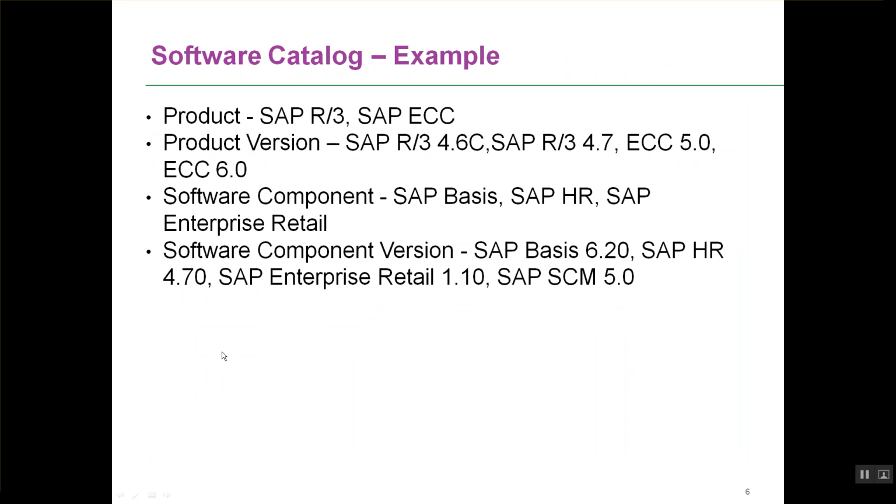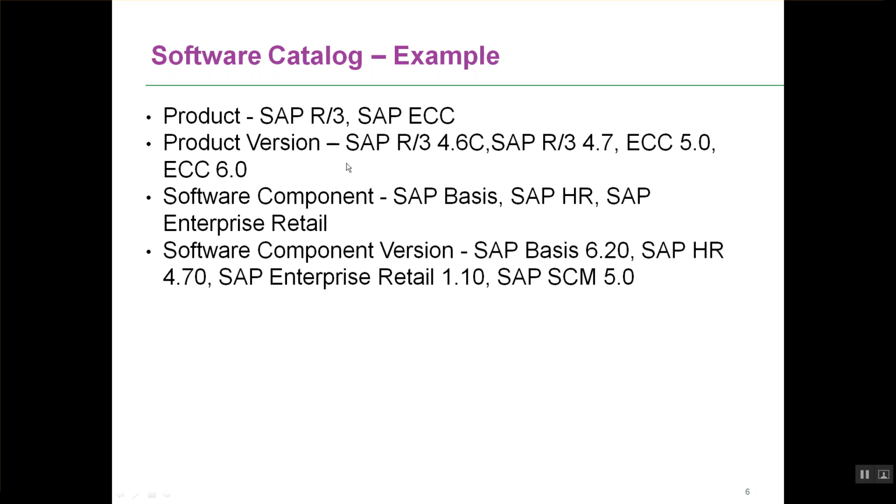What I want to do is explain a software catalog. I would like to give an example so that I can explain the multiple components within it. Within a software catalog, the first thing you need to be aware of is a product. So what is a product? SAP ECC is a product. SAP R3 is a product. SAP CRM is a product.